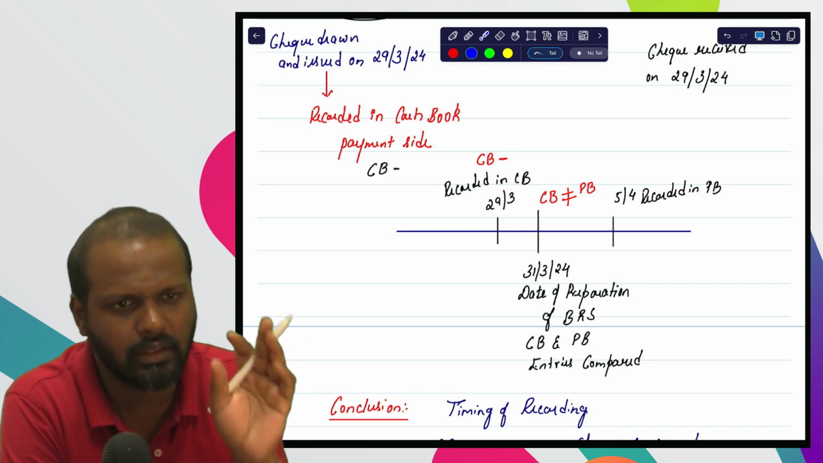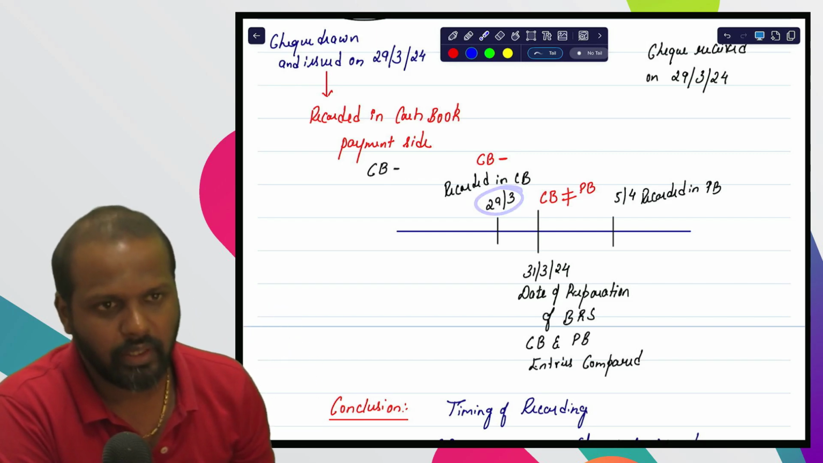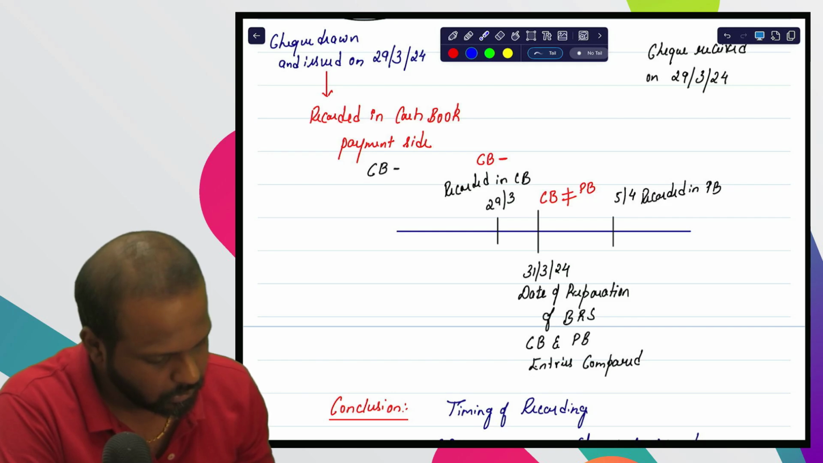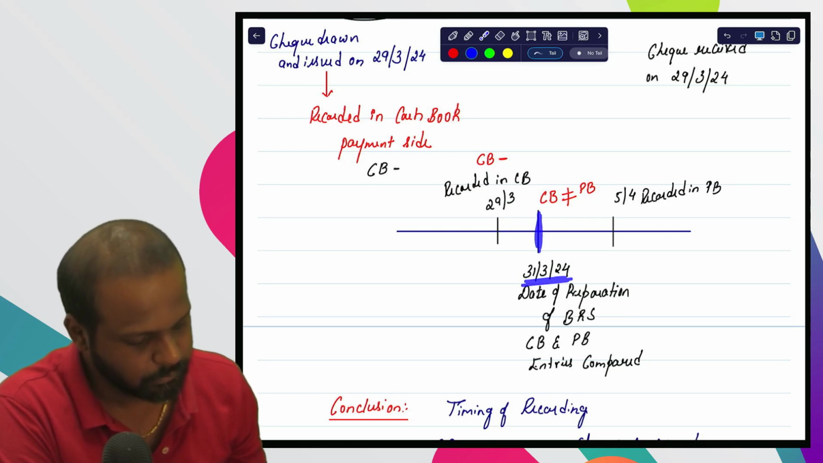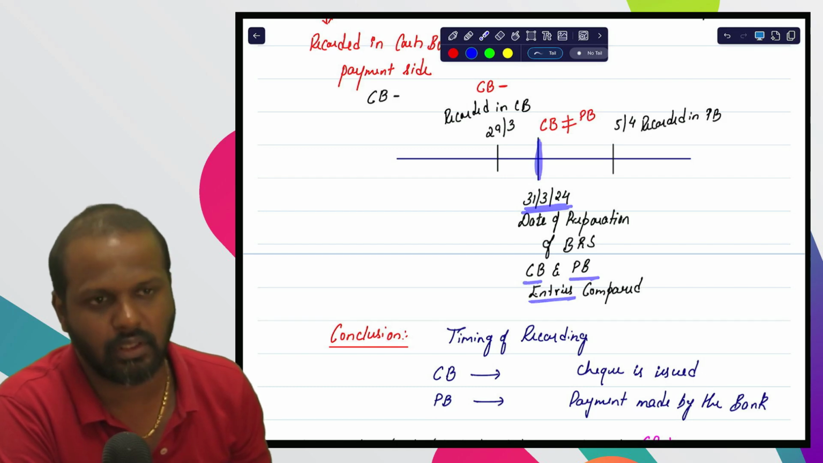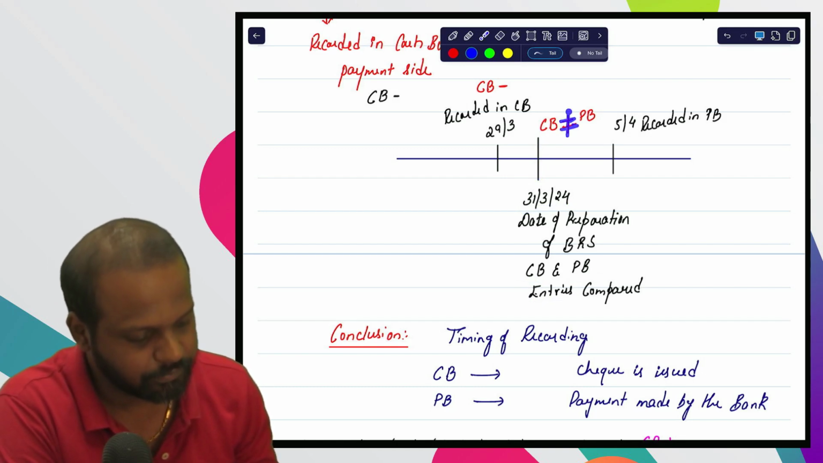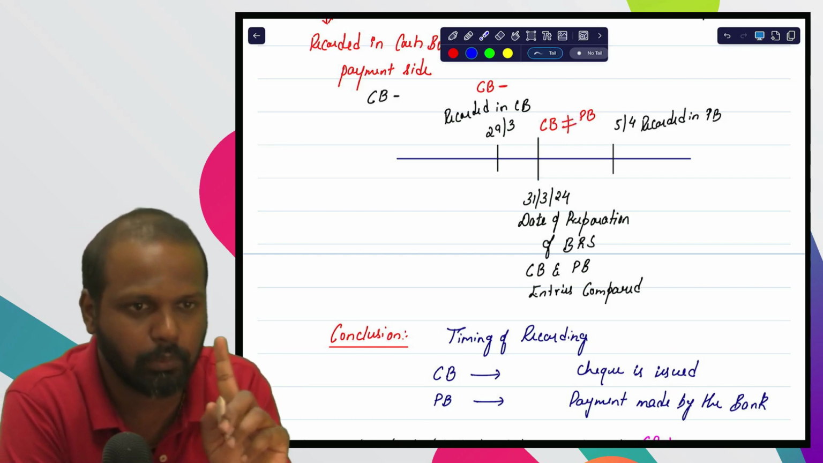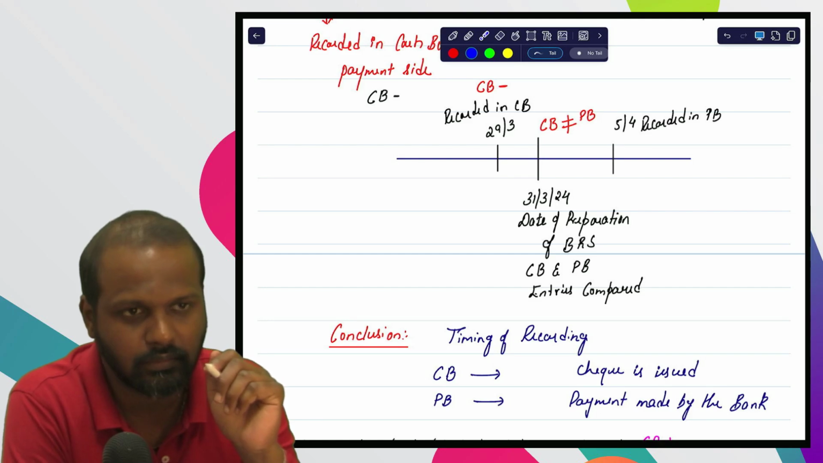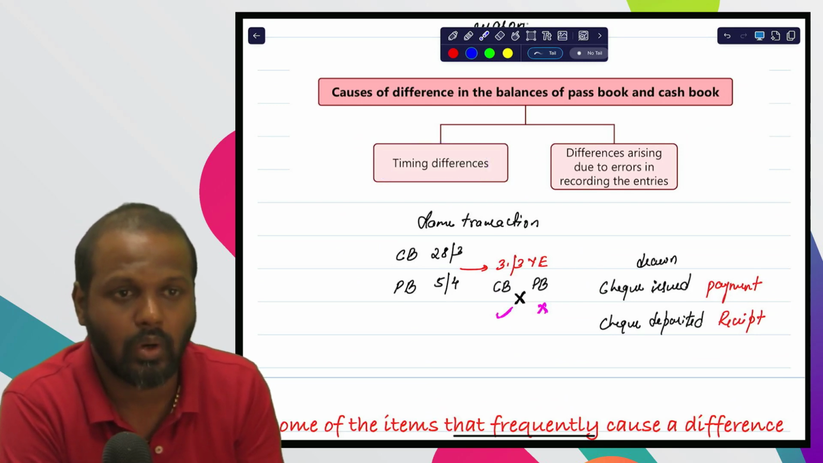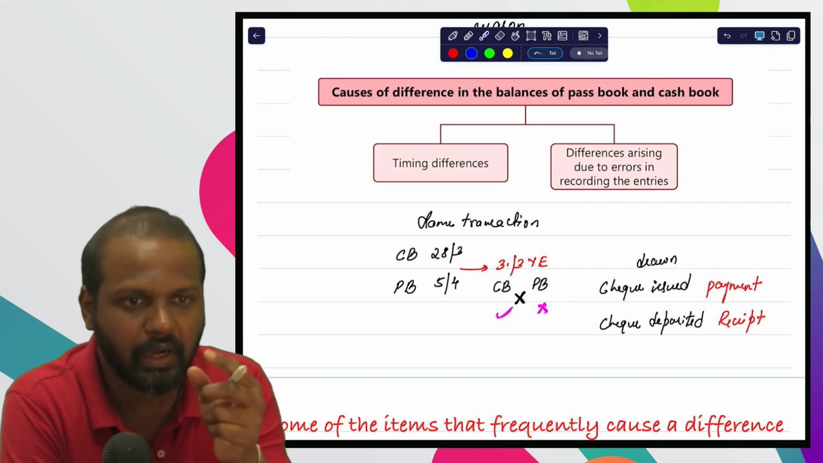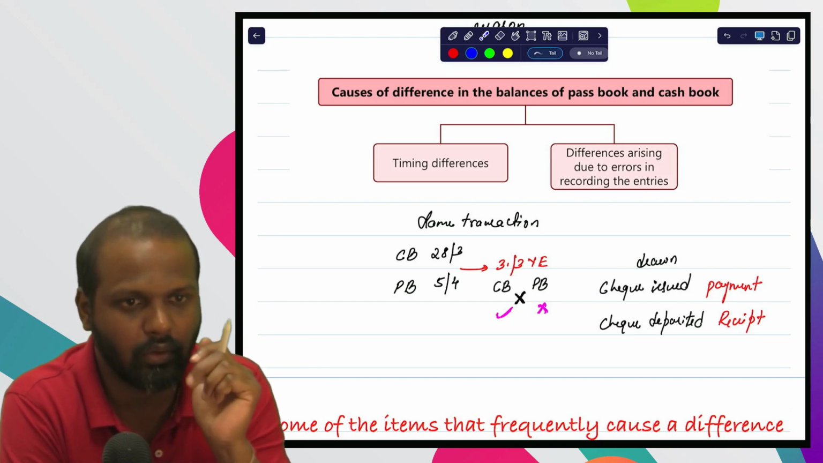Whatever example you have taken, 30,000 rupees of check issued, or whatever the amount. I recorded it on 29th March, but the bank recorded it on 5th April. So suppose you check the cash book and passbook on 31st March, between these two dates, if you compare the entries, they are not going to tally. The cash book and passbook balances will not tally. And this is called timing difference. The same transaction is being recorded on two different dates, at two different timings.